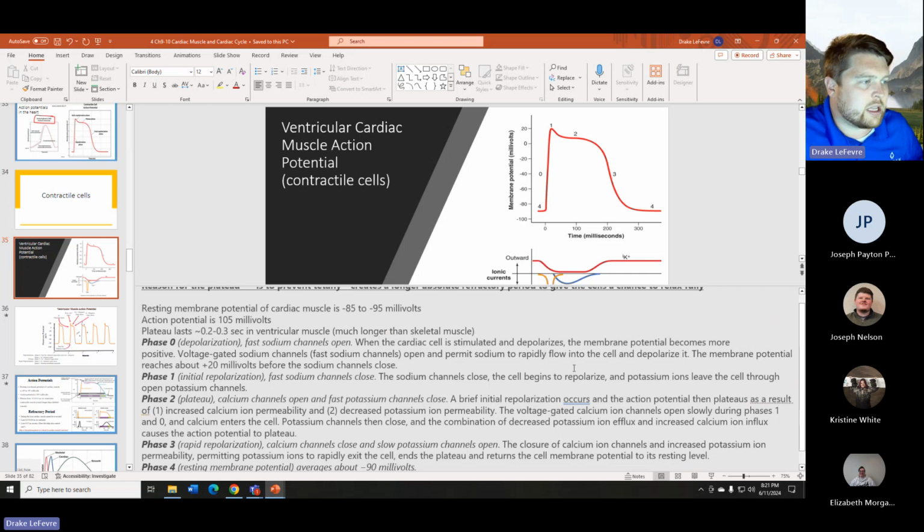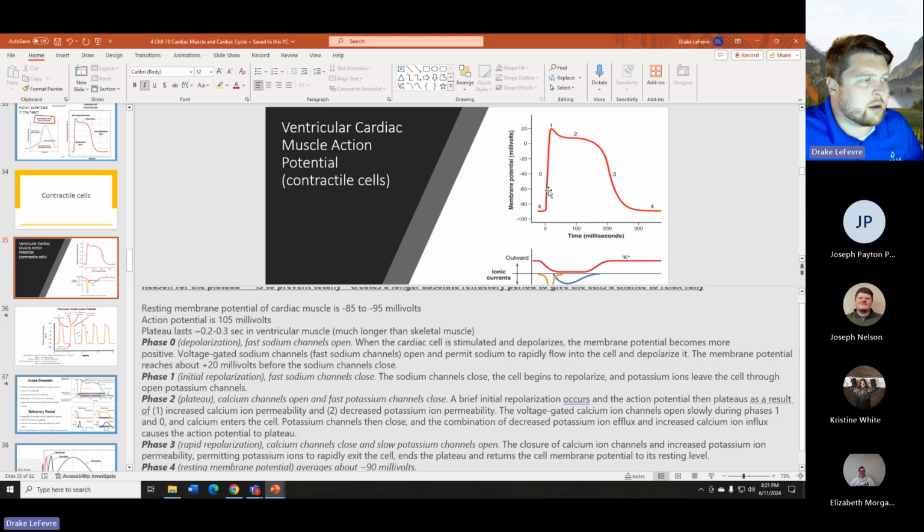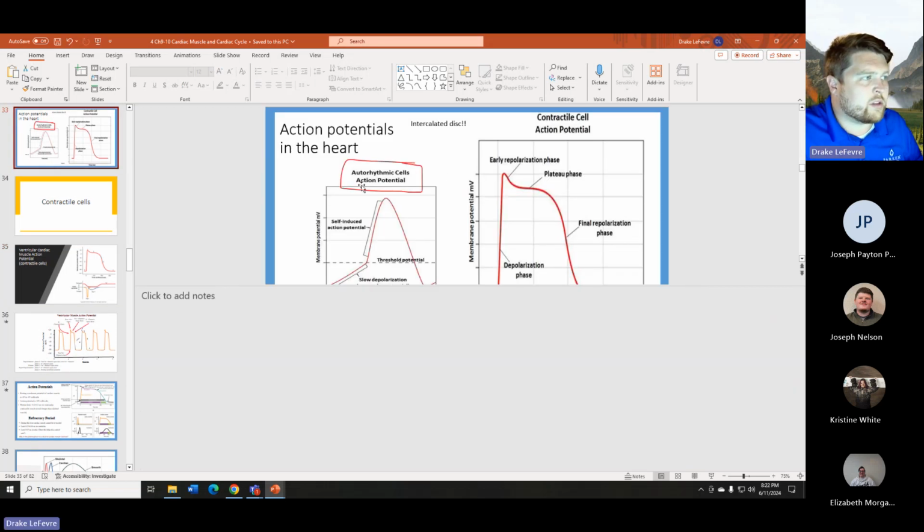The cardiac cell is stimulated and depolarizes. The membrane potential becomes more positive. The voltage-gated sodium channels open and let sodium rapidly flow into the cell. The membrane potential reaches about +20 before sodium channels close. So this first part, our initial depolarization in the contractile cells, is thanks to sodium. That's different from the autorhythmic cells. Autorhythmic depolarization is thanks to calcium. The depolarization of the contractile cells is thanks to sodium.